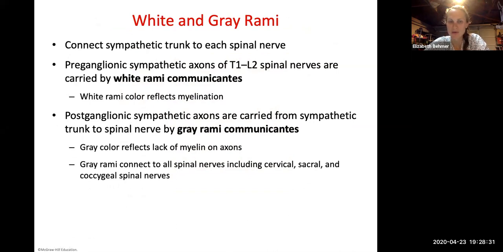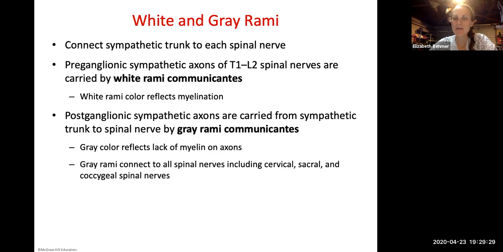Then we have white rami and gray rami. The axons are entering in and out of the spinal cord, and the rami just refer to a part of the axon itself. They can be white or gray, and all you need to know is that white means it's myelinated, and gray means it's unmyelinated or lacks myelin. That's true wherever you go in the nervous system. If you have white matter or a white rami, which is just part of a spinal nerve, that reflects that the nerve is myelinated. So white equals myelination, and gray means no myelin. That's all you need to know about the white and gray rami.